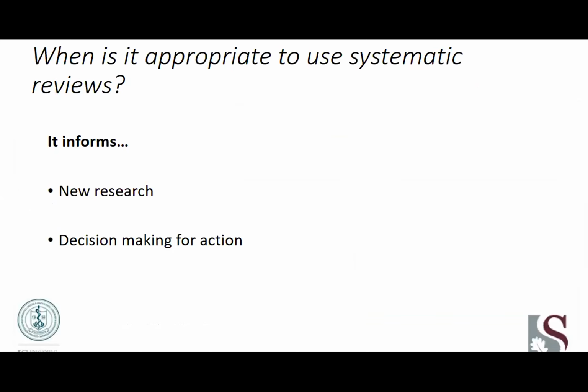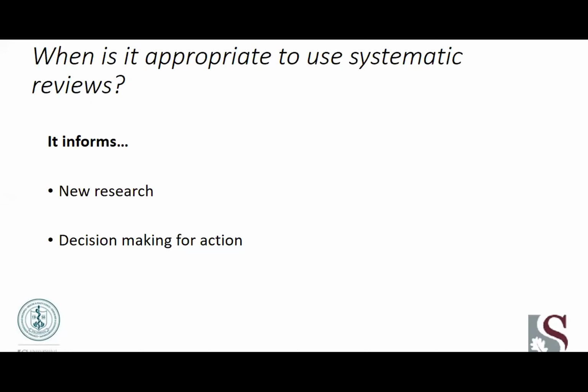So when should one be using reviews? My answer would be, it's always the first thing that you should be looking for. If you find a review that is up to date and it's been well done, it can either show you that something works very well, which will inform decision making for action, or it may be that it shows that we actually don't know whether this works or that it doesn't work, in which case it also informs practice.